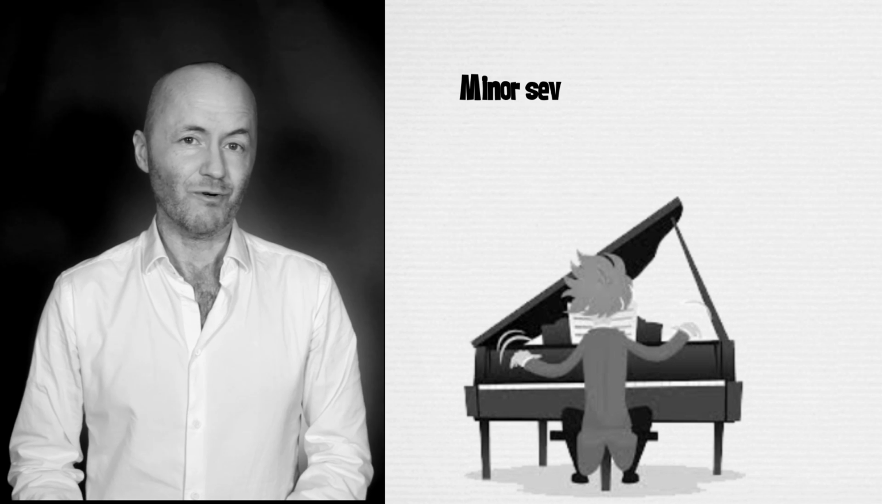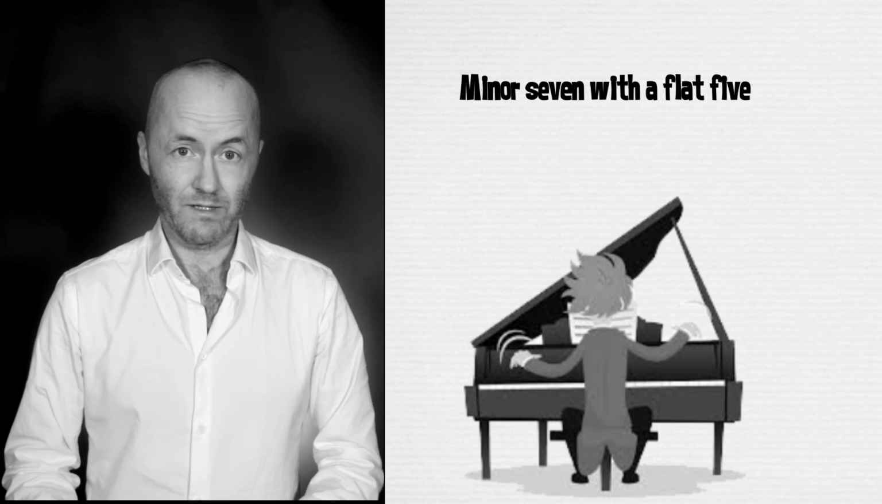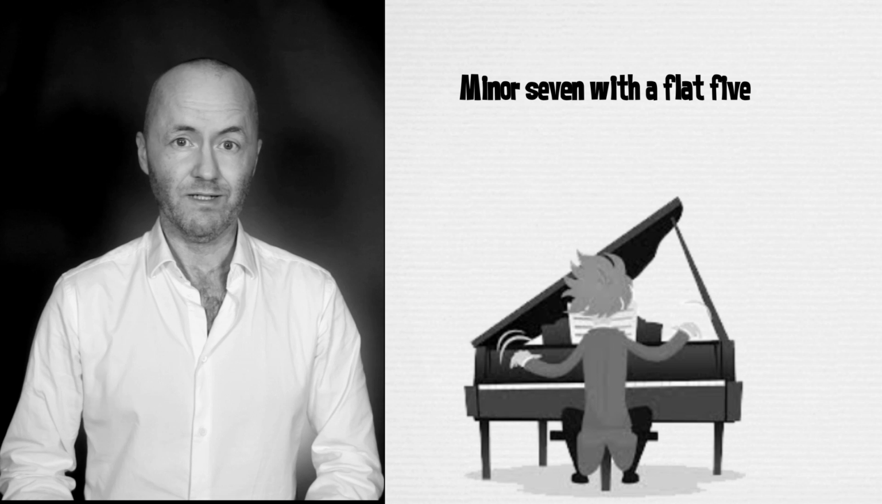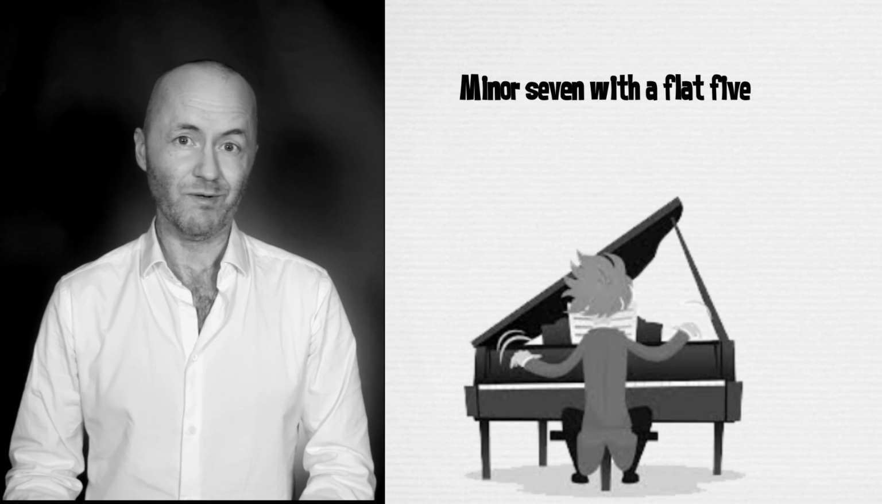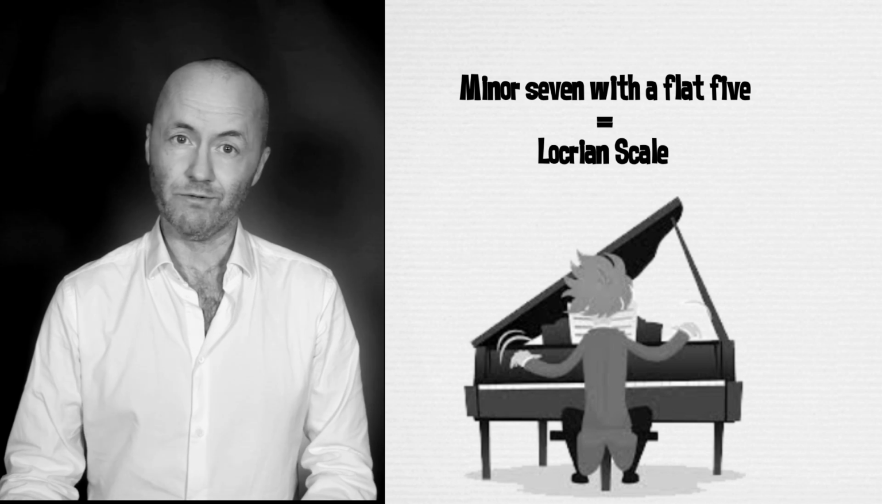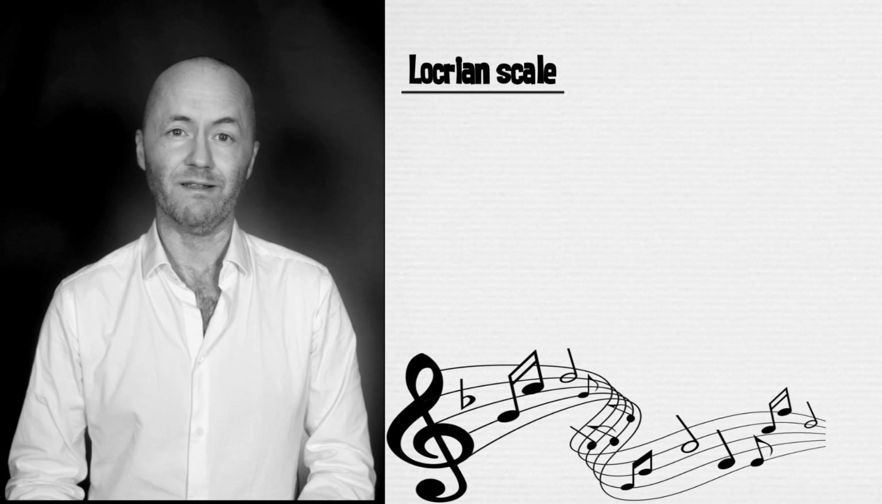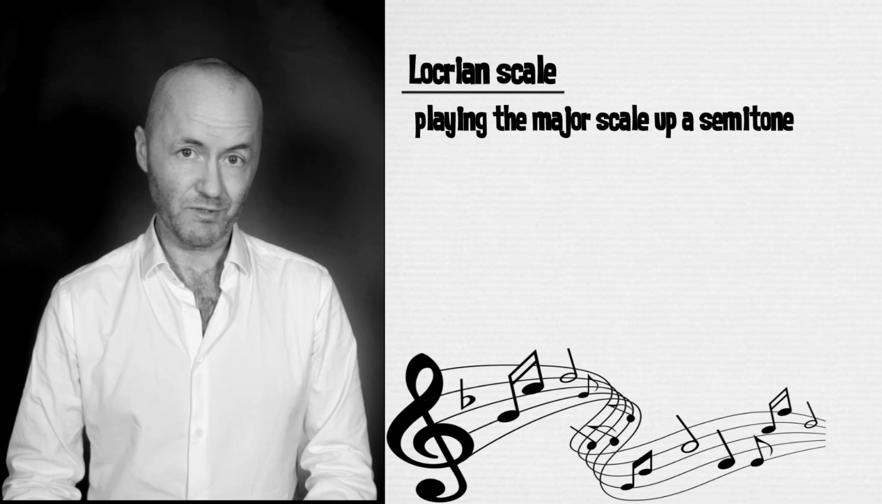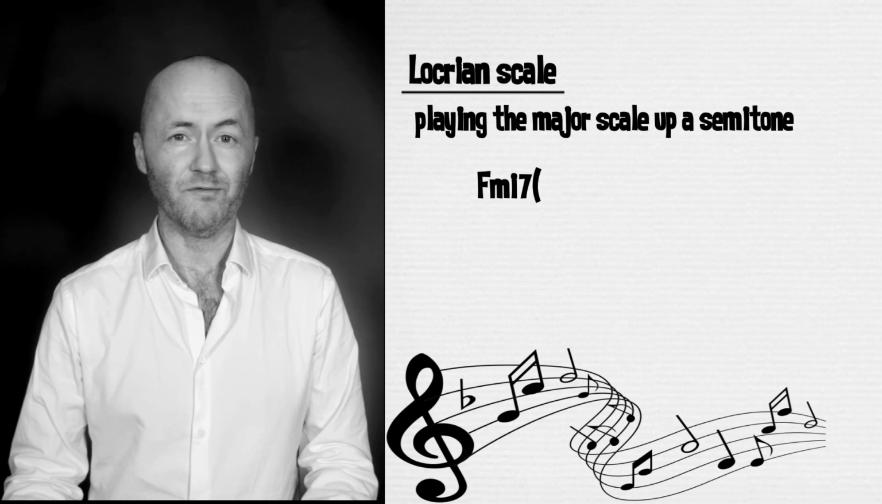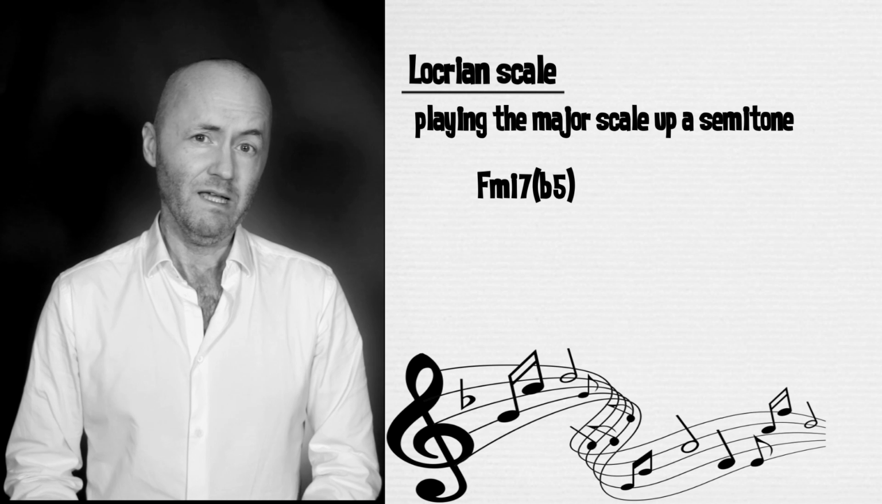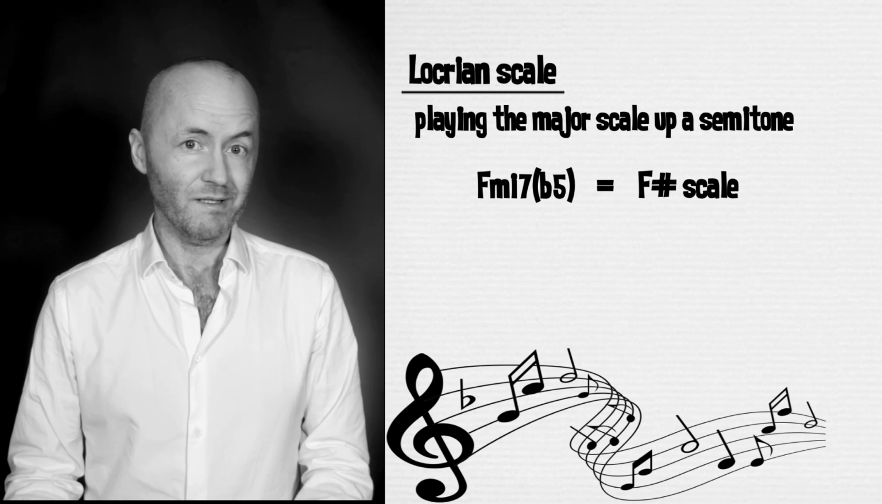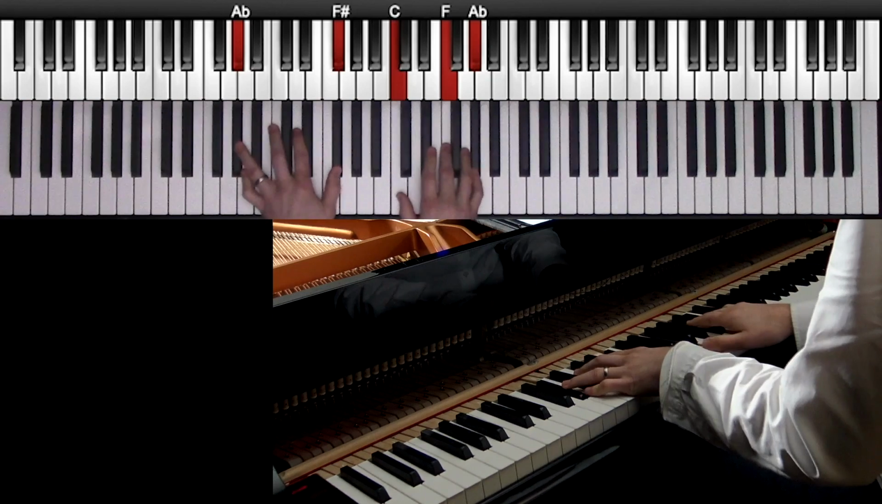And the last type of chord covered here today is the minor 7 with a flat 5. If you want to play this chord, then you can play the Locrian scale, and the Locrian scale is found by just playing the major scale up a semitone. So for example, if you play the F minor 7 with a flat 5, then you can simply play the F sharp scale, again, up a semitone.